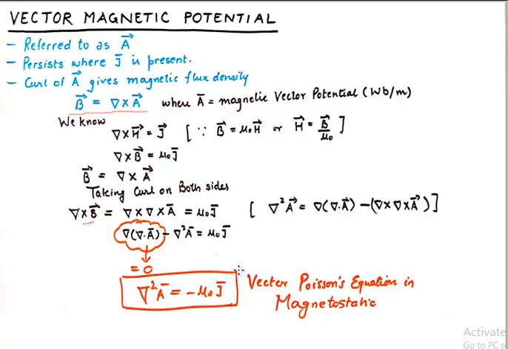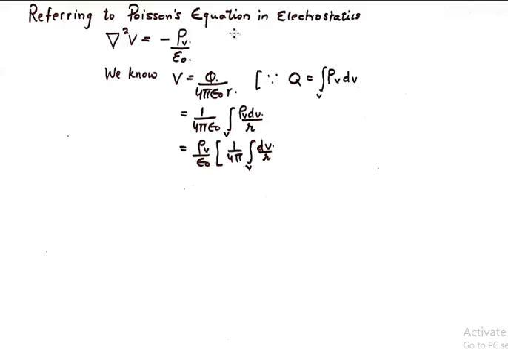in magnetostatics. In electrostatics, we had del square V, which was electric potential, and that was equivalent to rho V upon epsilon. And we're going to use that anyway in our next slide. We refer to the Poisson's equation in electrostatics as del square V is equal to minus rho V upon epsilon naught. And I've done a separate video on Poisson's equation. You can refer that video in order to see the derivation of this to get a better understanding of this equation.